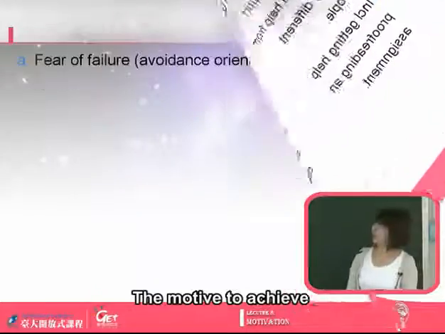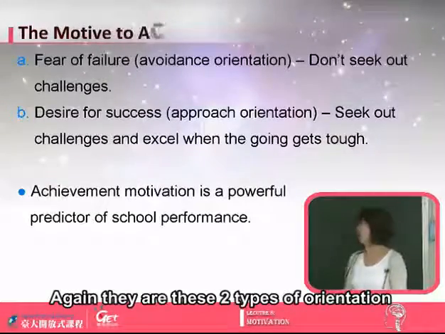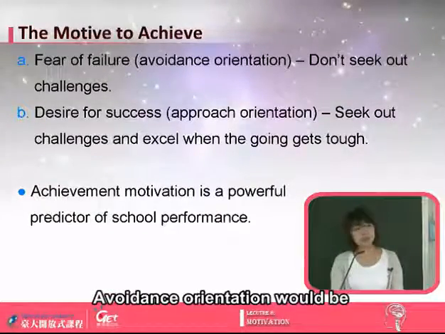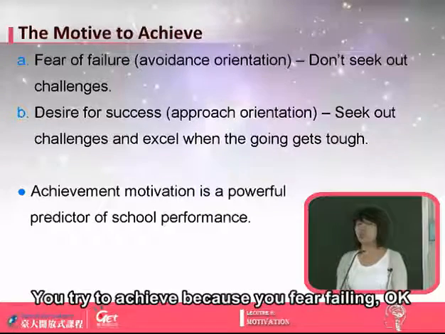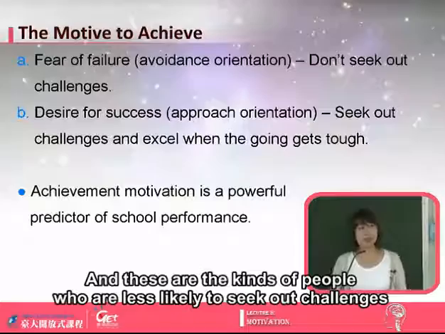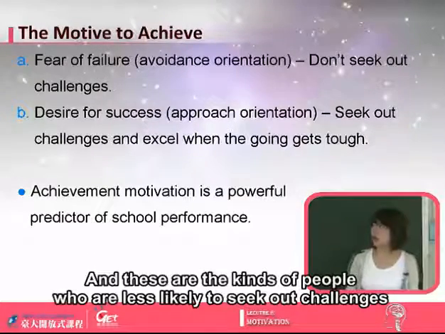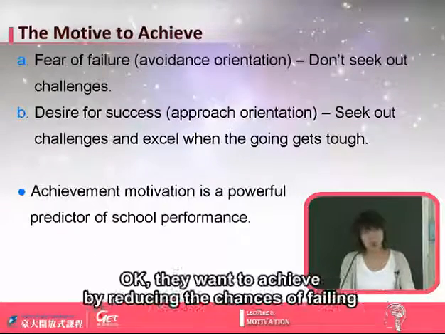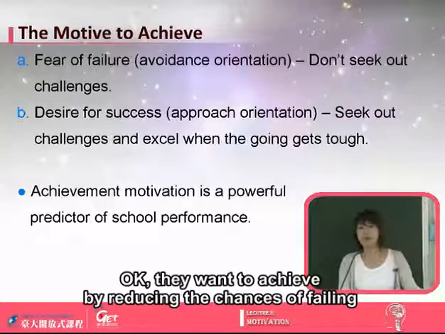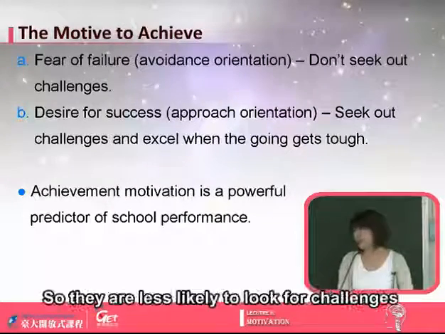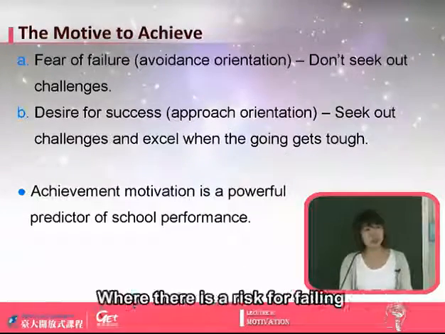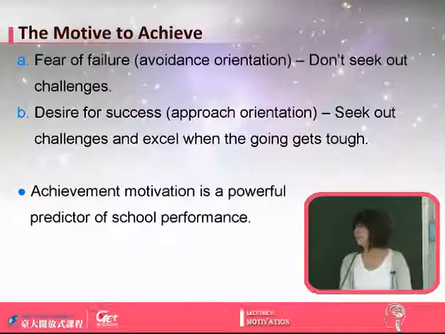The motive to achieve, again, there are these two types of orientation. Avoidance orientation would be you try to achieve because you fear failing. Okay? And these are the kinds of people who are less likely to seek out challenges. Okay? They want to achieve by reducing the chances of failing. So they're less likely to look for challenges where there is a risk of failing.